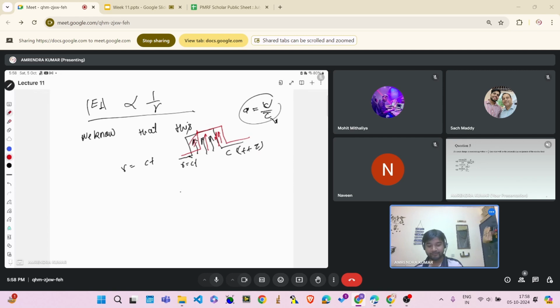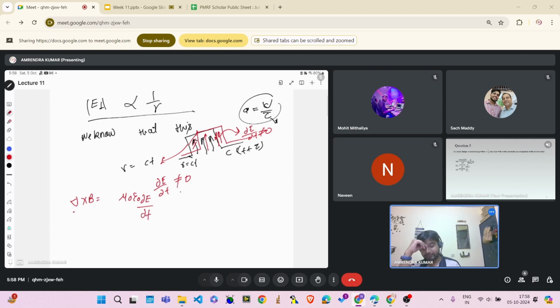If you see in this area, this is the change del E over del T. It's not zero because it's not uniform now. And in this area also, the del E over del T is not zero. That means that del cross B is not zero, it's del E over del T.